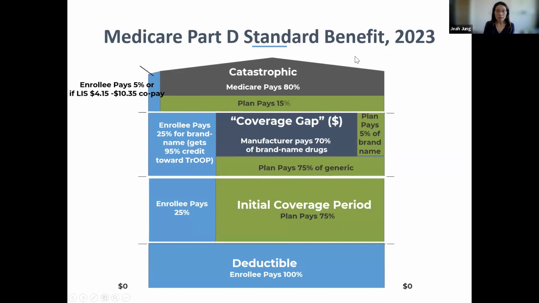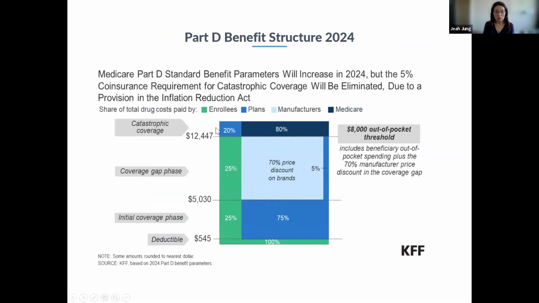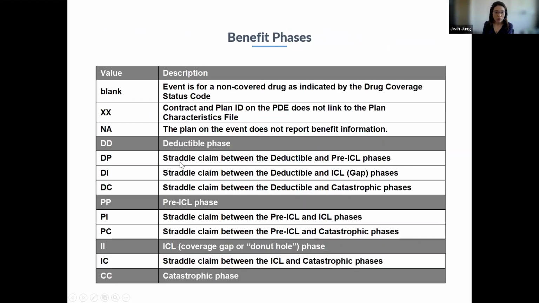Right, and up to 2023, there was a little bit of cost sharing during catastrophic coverage, but that was gone in 2024, this year, because of the Inflation Reduction Act.